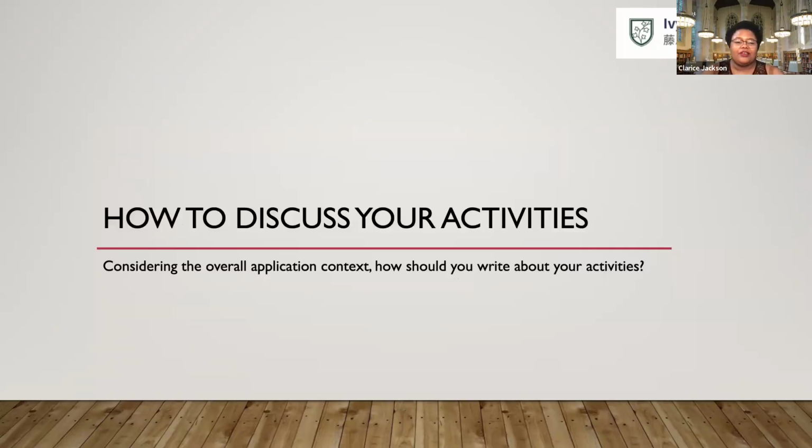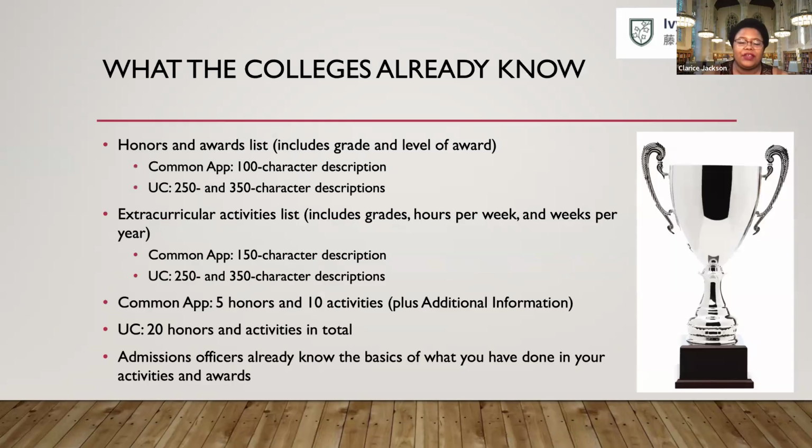So now that we have that foundation of thinking about the essays and your application in general, now we're going to zoom in a little bit more and think about how to discuss your activities. So, considering the overall application context, how should you write about your activities? So, thinking about what the colleges already know about your activities in particular.